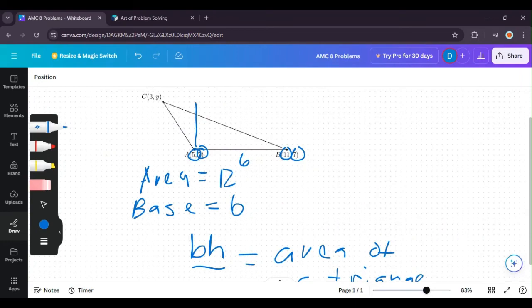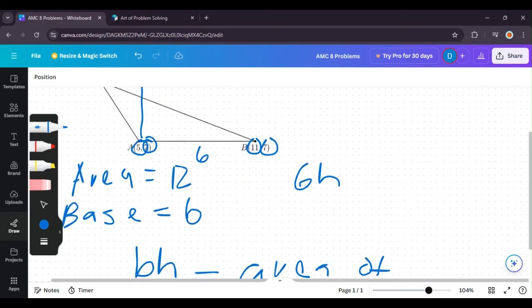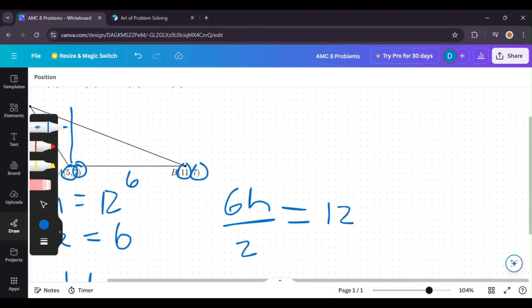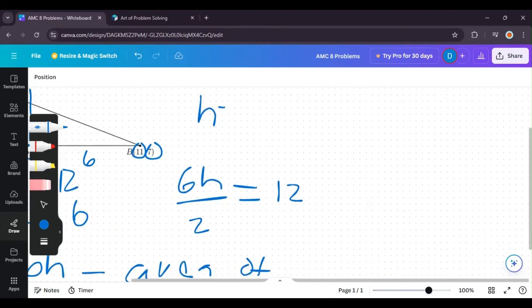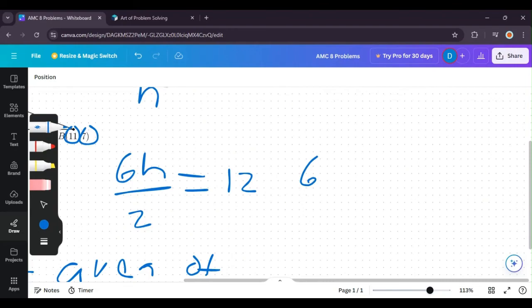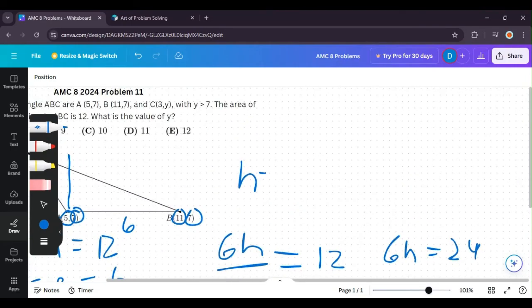So the base is 6, we're multiplying by the height, and then we're dividing by 2, and that's the area, which is 12. So we can multiply by 2 on both sides. So 6h is equal to 24, and then we divide by 6, so h is equal to 4.